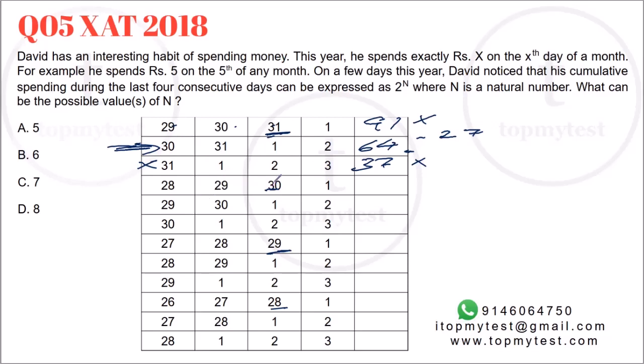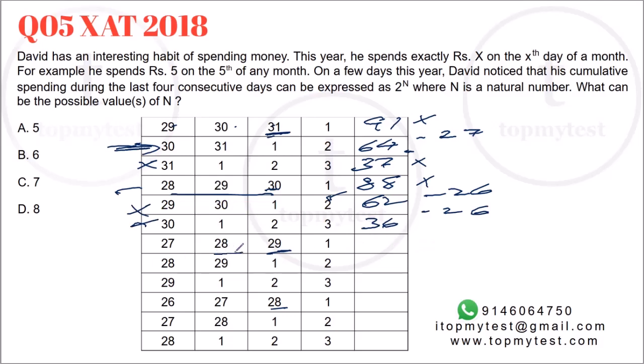For the next set, this will be multiplied by 3. 29 into 3 will be 87 plus 1, 88. This is out. Now, what will be the change here? You're removing a 28 and adding a 2, so losing 26. 88 minus 26 is 62. Again, you're removing a 29, adding a 3, losing 26. 62 minus 26 will be 36. This is also out.